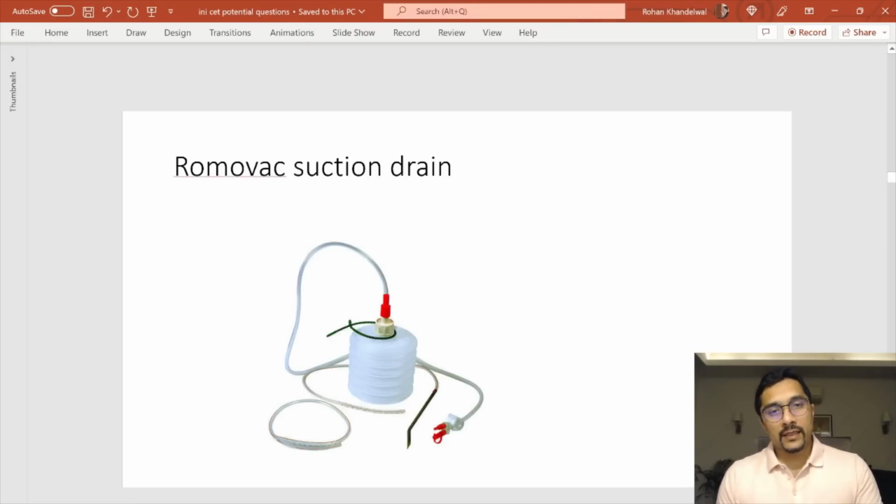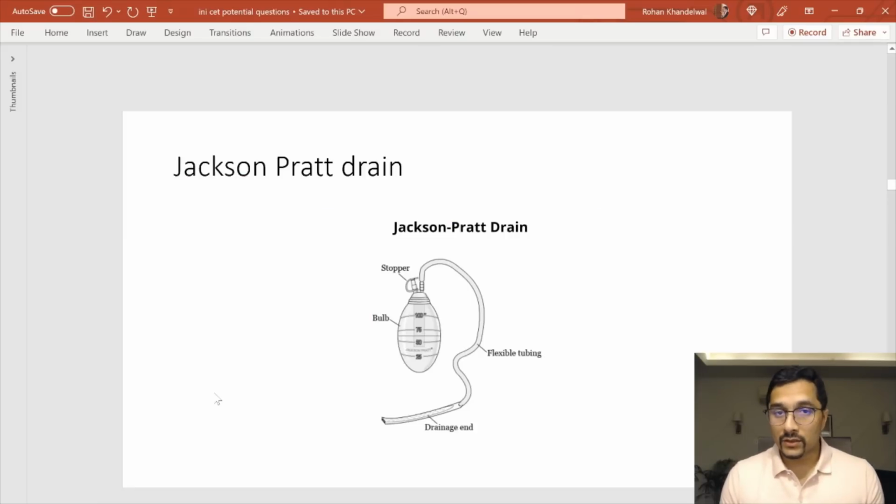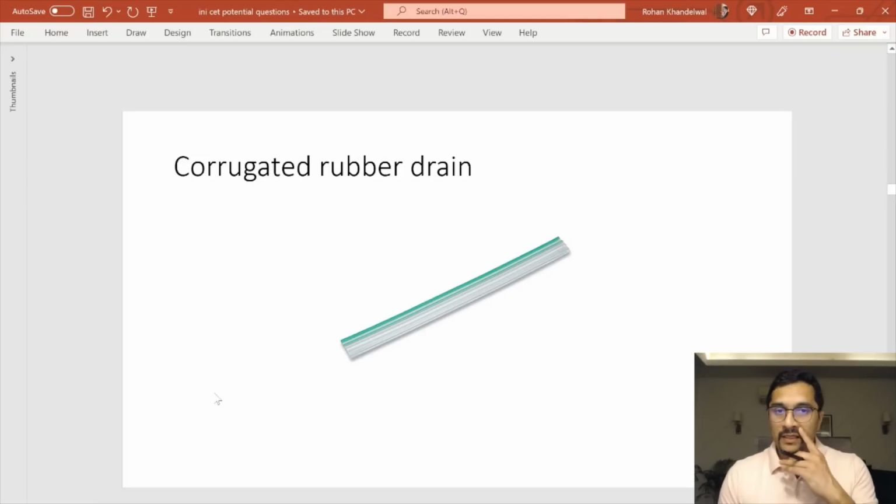Drains have been asked in the exam. This is a Romovac suction drain, which is a closed suction drain. This is a miniature version known as Minivac. These can be used after thyroid and breast surgeries. Jackson-Pratt has also been asked. This is used for abdominal surgeries, and the way you differentiate a Romovac from a Jackson-Pratt is that Jackson-Pratt has a bulb instead of a container, and it has a flat tubing in the end as opposed to the cylindrical tubing of Romovac and Minivac.